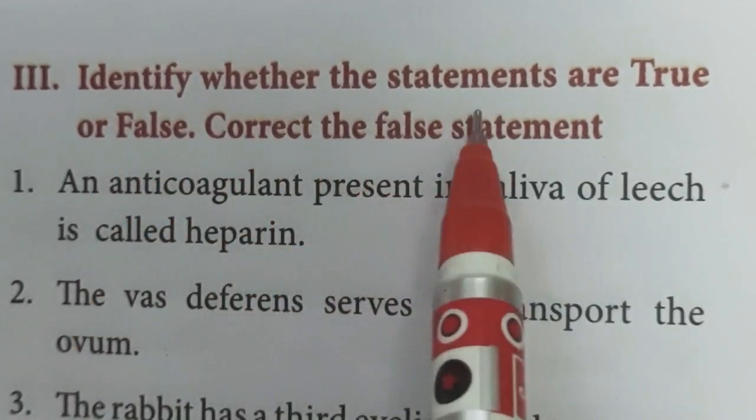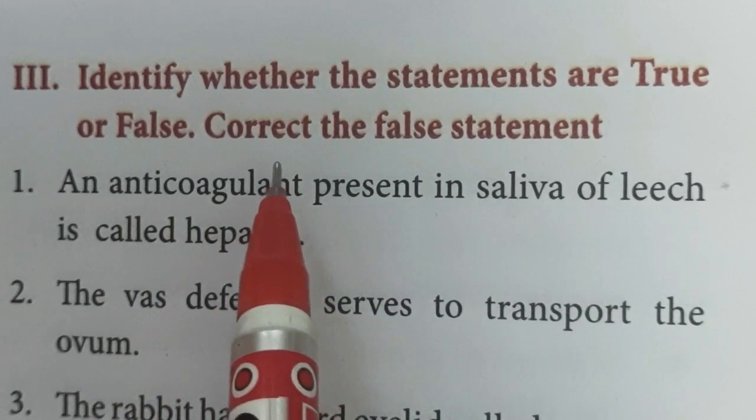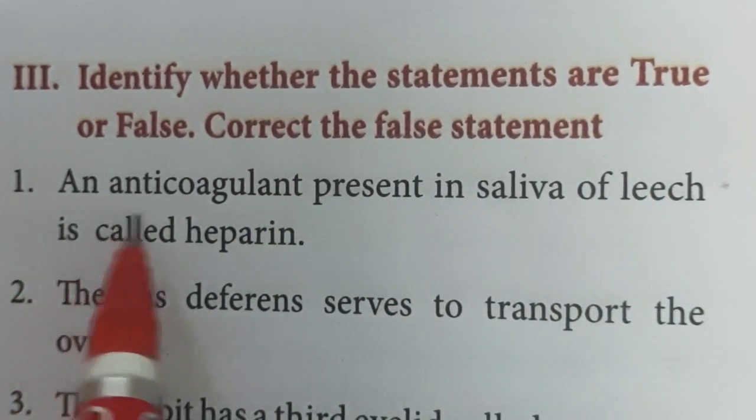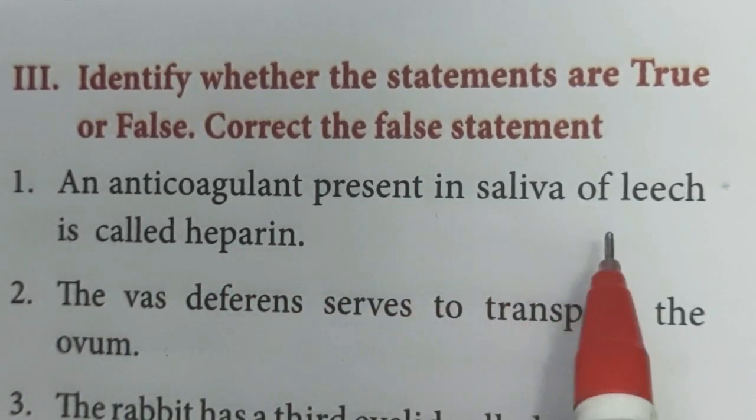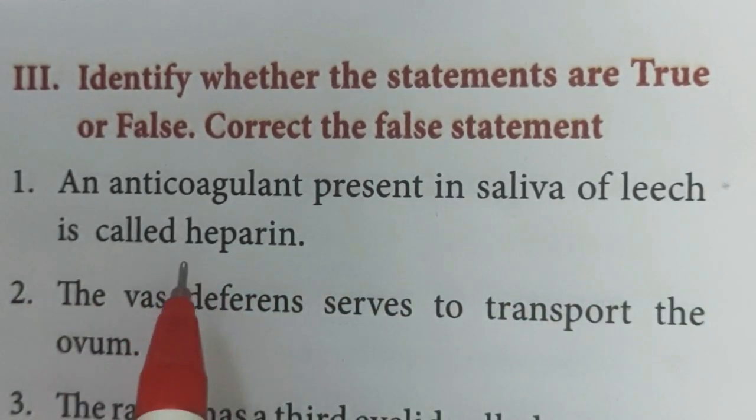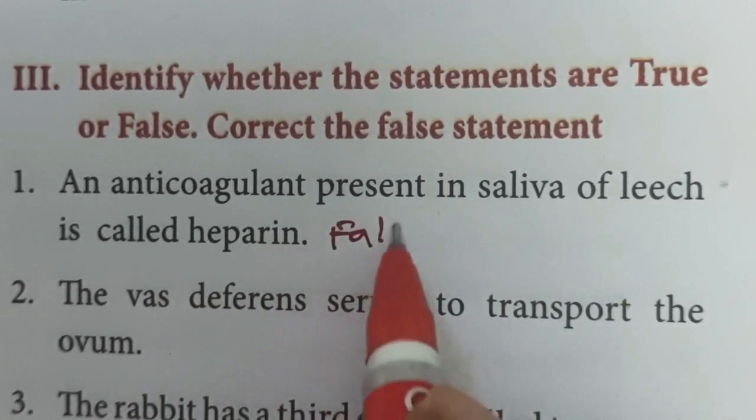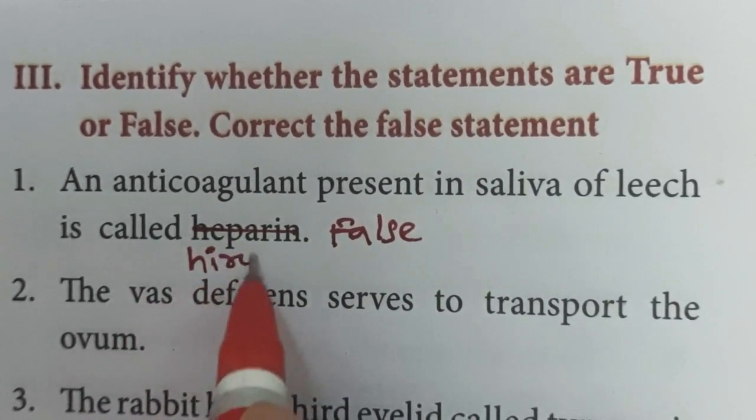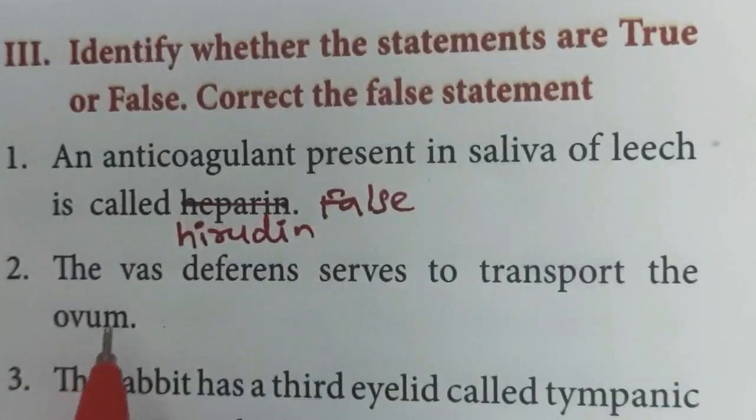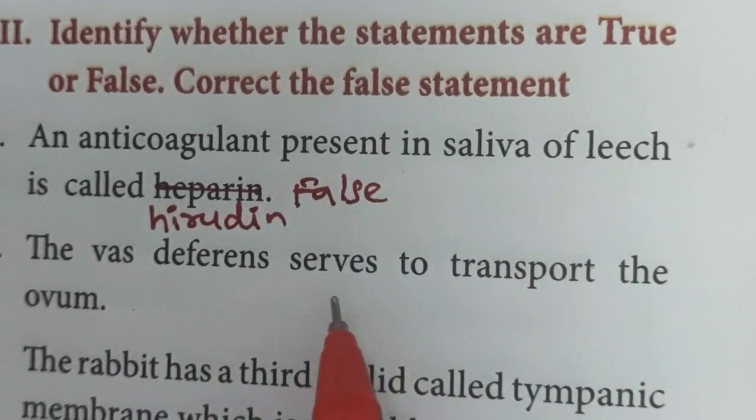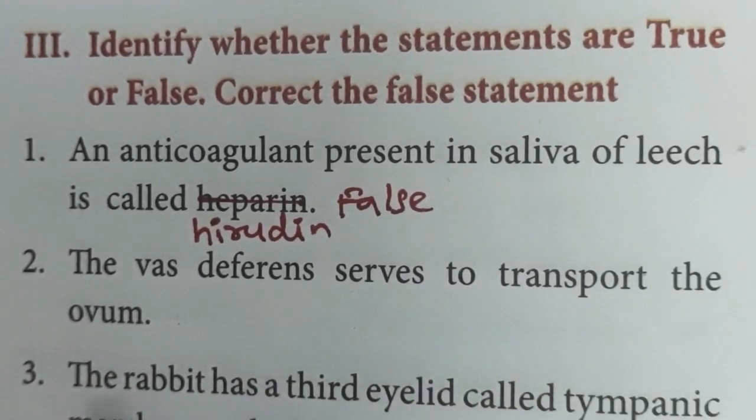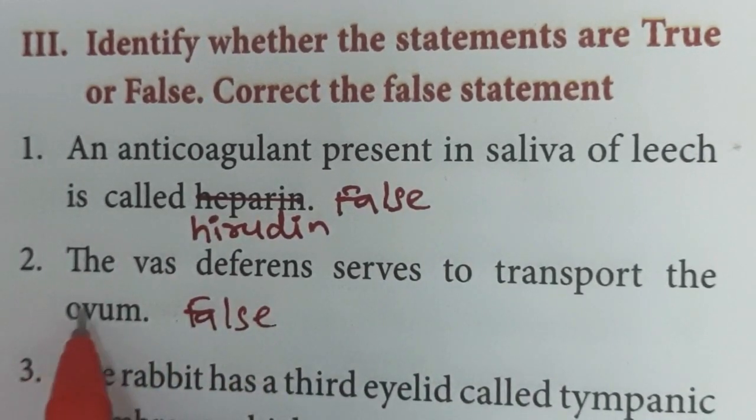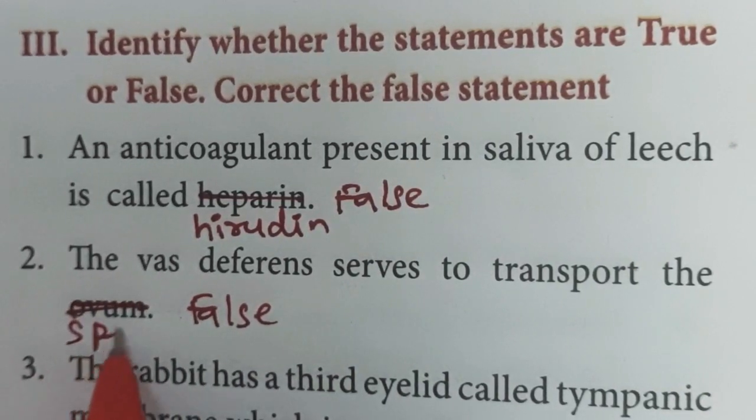Next part, third Roman letter. Identify whether the statements are true or false. Correct the false statement. First one, an anticoagulant present in saliva of leech is called heparin. This is false. We have to correct the statement. Heparin should not come, hirudin. Second one, the vas deferens serves to transport the ovum. This is false. Not ovum, that is sperm cells.